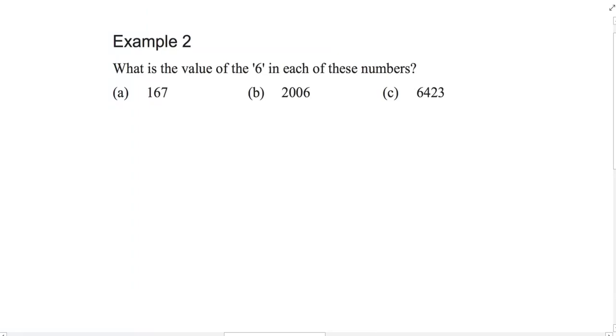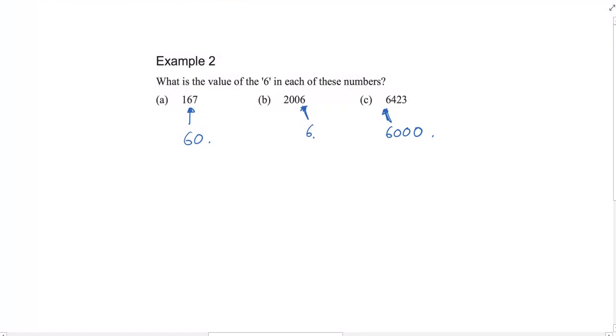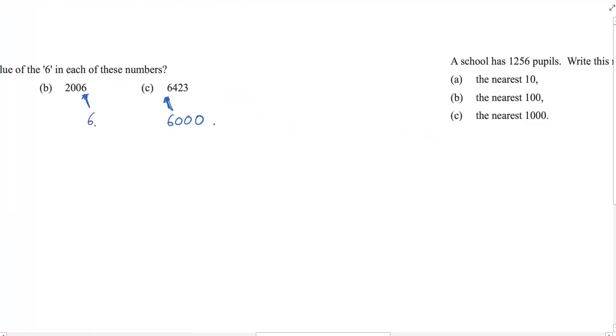Now, this one isn't quite about rounding, but it's similar in itself. What's the value of the 6 in each of these numbers? So in A, the 6 is in the tens column, so that is worth 60. In B, it's in the units column, so it's just worth 6. And in C, it's in the thousands column, so it's worth 6,000. So we can identify values, keep thinking about place value, keep thinking about numbers when we're doing this rounding, and that's going to help us make some right decisions.